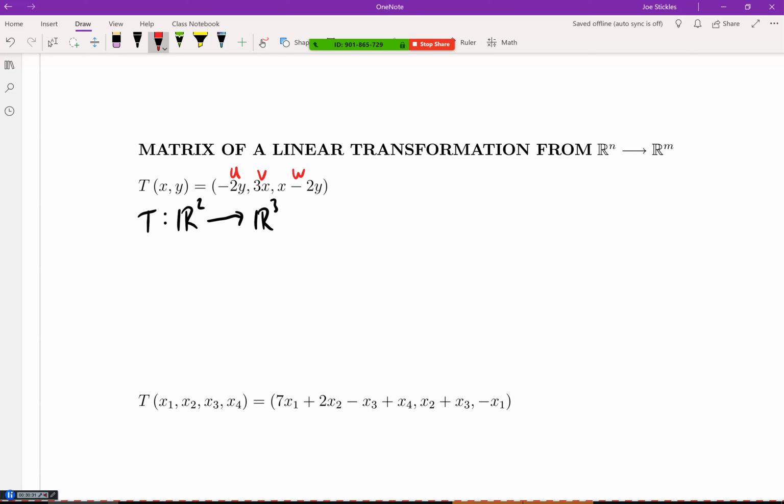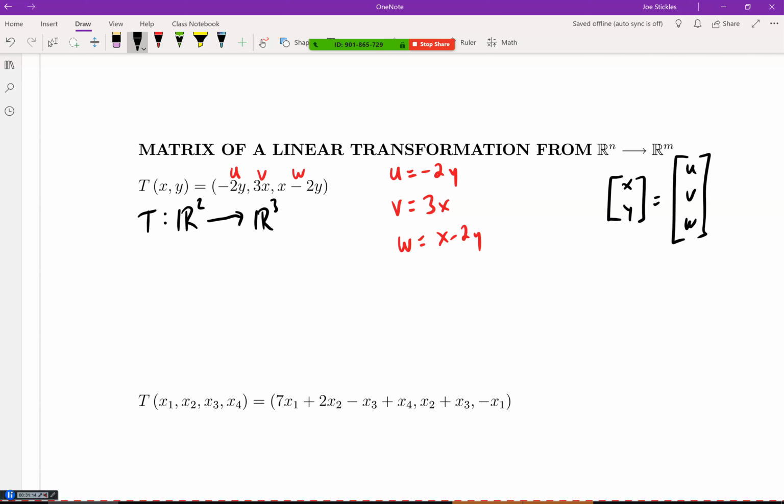Like I wrote before, I can write these as a set of linear equations. I can write u equals negative 2y. I can write v equals 3x. And I can write w as x minus 2y. And again, going back to work we've done earlier this semester, we know how to rewrite this system as a matrix equation rather than a set of linear equations. So we know that our input is the x and the y, and the output is the u, the v, and the w.